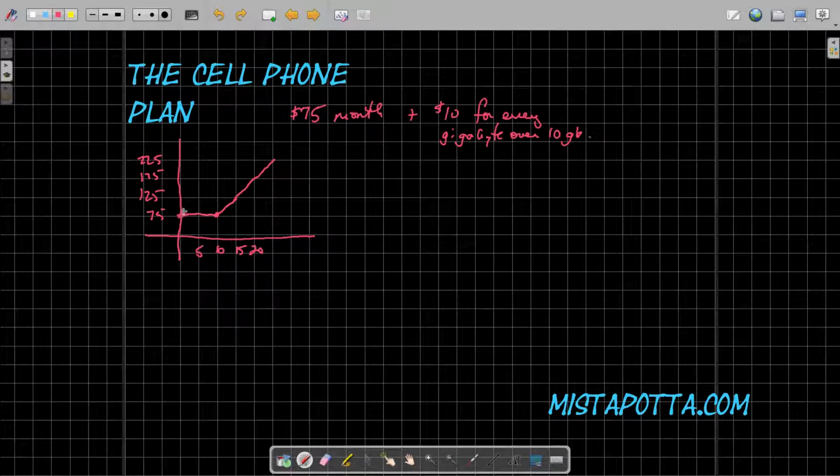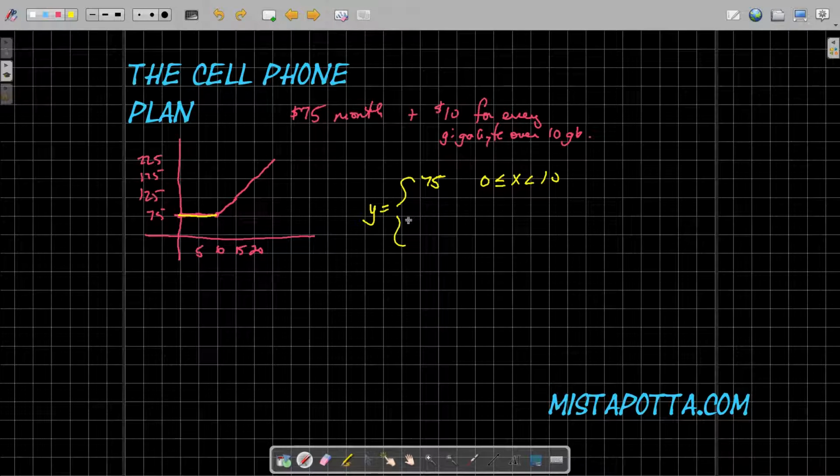So I've got a piecewise function, the left part of this graph, the graph that's constant here. Let me do that in yellow. This part that's constant, I could say y is equal to 75 for 0 less than or equal to x less than 10.